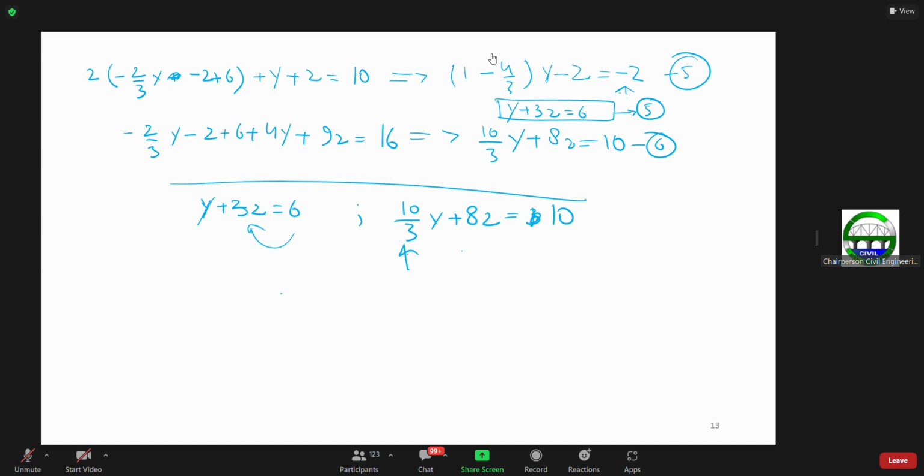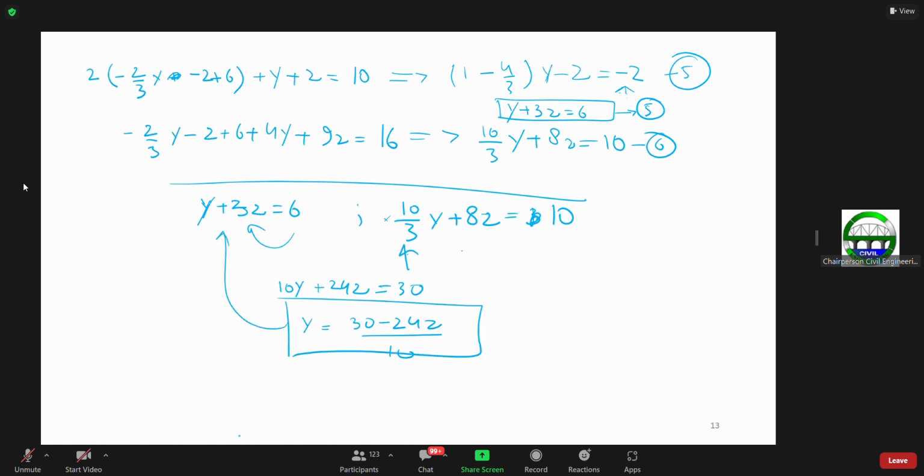Okay, let's see. It will be equal to 10y plus, multiplied by 3 everywhere, 8z, 24z is equal to 30, right? And then if I want to find the value of y, it will be equal to (30 minus 24z) divided by 10. Put the values in here, right? So the value will be equal to (30 minus 24z) divided by 10 plus 3z is equal to 6.